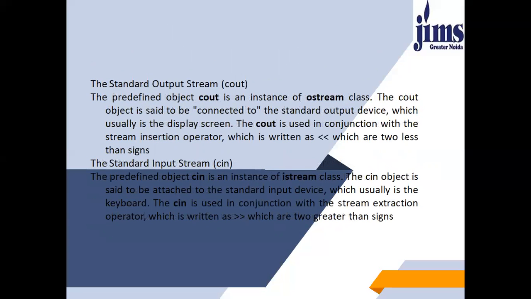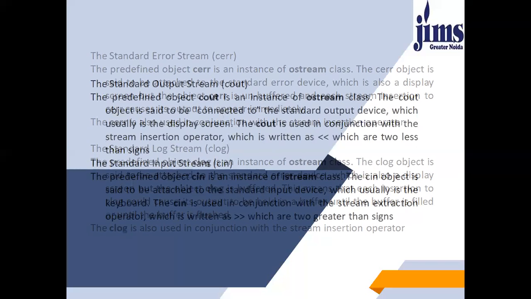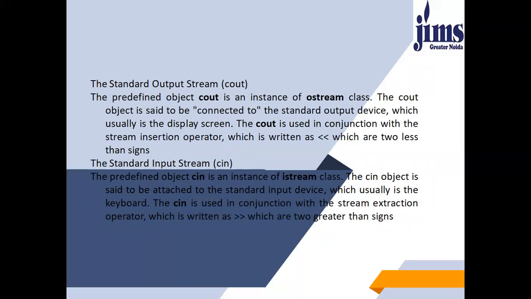The standard output stream, the predefined object cout, is an instance of the ostream class. The cout object is said to be connected to the standard output device, which usually is the display screen. The cout is used in conjunction with the stream insertion operator, which is written as two less than signs. The cin is an instance of the istream class.